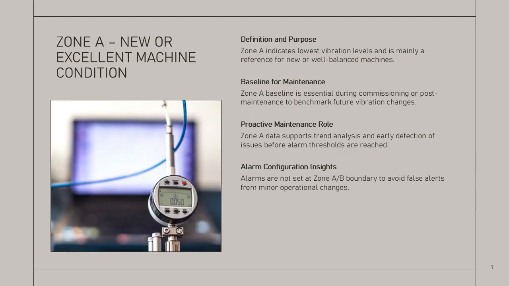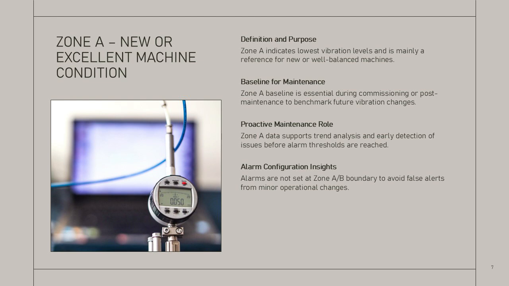Zone A represents the lowest vibration severity levels defined in ISO velocity standards and is typically associated with new, recently overhauled, or exceptionally well-balanced machines. From an engineering perspective, Zone A serves primarily as a reference condition rather than an operational alarm threshold. Machines operating in this zone exhibit minimal dynamic forces, indicating that rotating and stationary components are well aligned, properly supported, and free from significant defects. Establishing a Zone A baseline is critical during commissioning or post-maintenance acceptance testing, as it provides a benchmark against which future vibration changes can be compared.